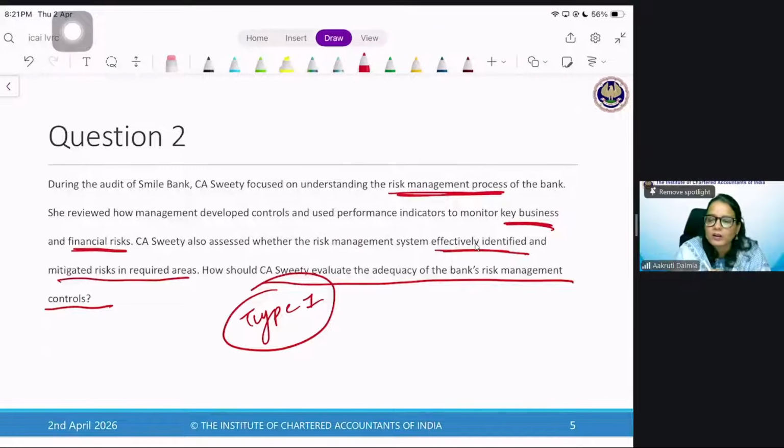What can we build an internal control system for? For the risks that we can anticipate. So if my process of identifying risk is very solid, then automatically my internal control system will be very strong. If my risk management process is very, very strong, then automatically my internal control system will be very reliable. So if we understand the risk management system of a bank, we can automatically know how reliable the internal control system of the bank is.